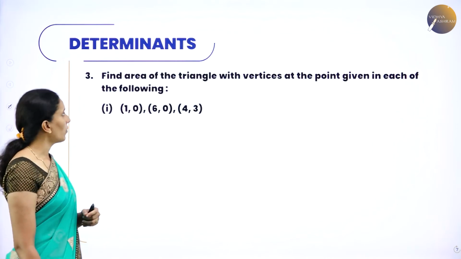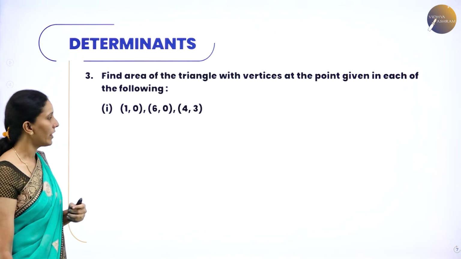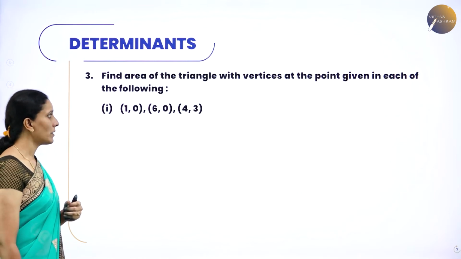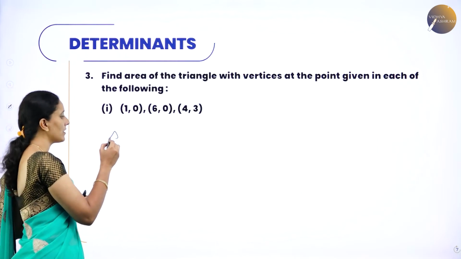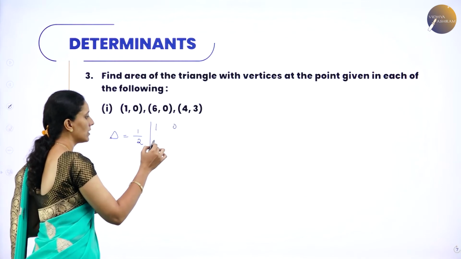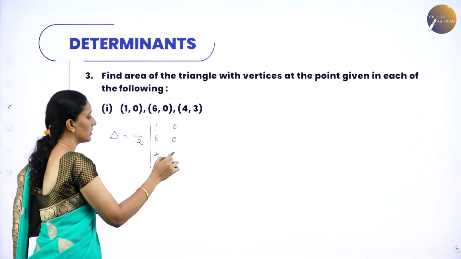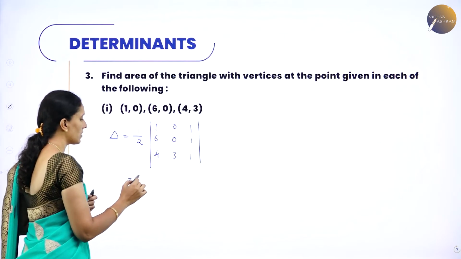Now, let's take a few more questions. Find the area of the triangle with the vertices at the points given in each of the following: (1, 0), (6, 0), (4, 3). So, let me write delta is equal to half of the determinant with rows 1, 0, 1; 6, 0, 1; 4, 3, 1. Simple.